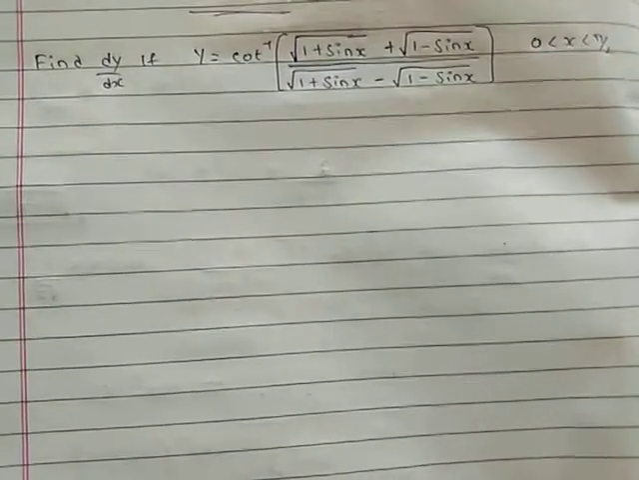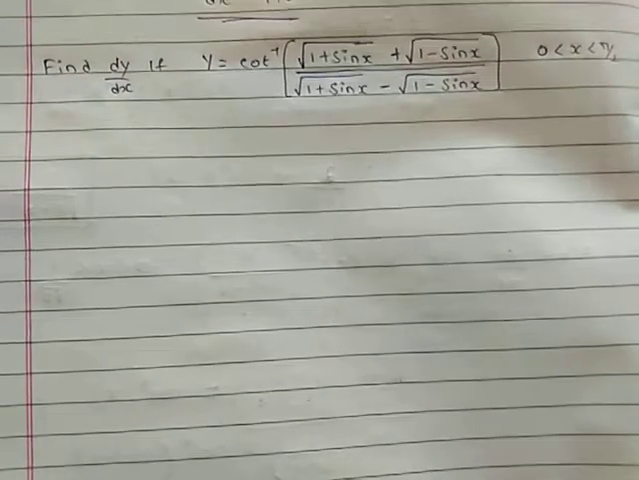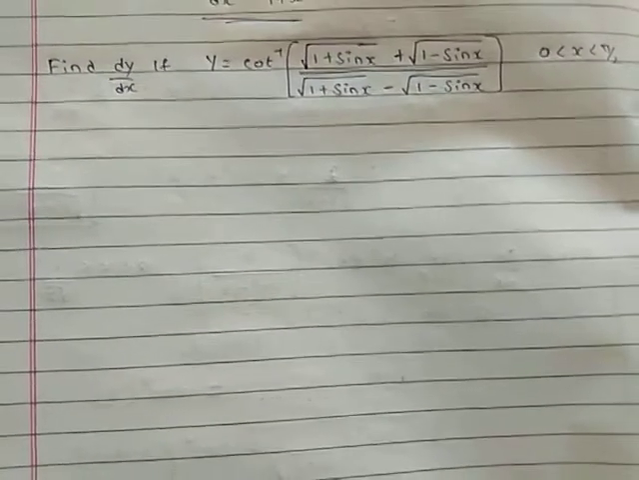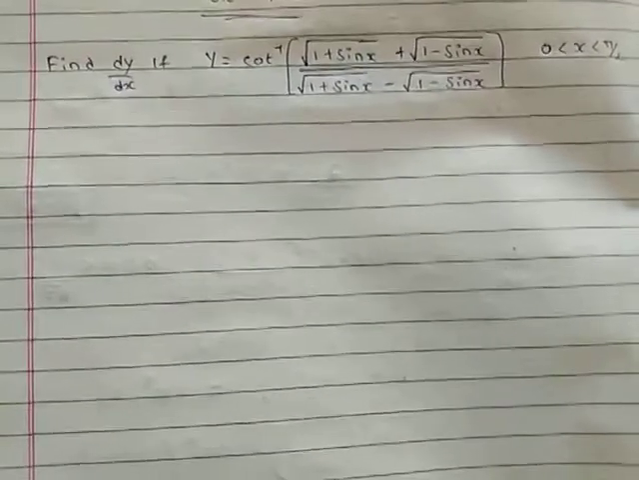So the next problem is find dy by dx if y is equal to cot inverse of (root of 1 plus sin x plus root of 1 minus sin x) divided by (root of 1 plus sin x minus root of 1 minus sin x), under the domain 0 to pi by 2.